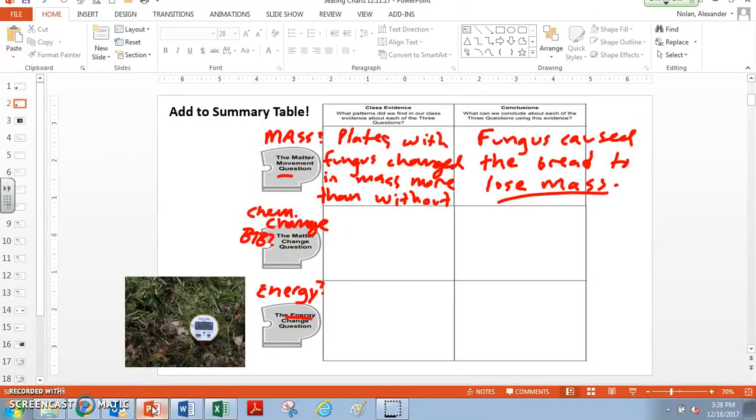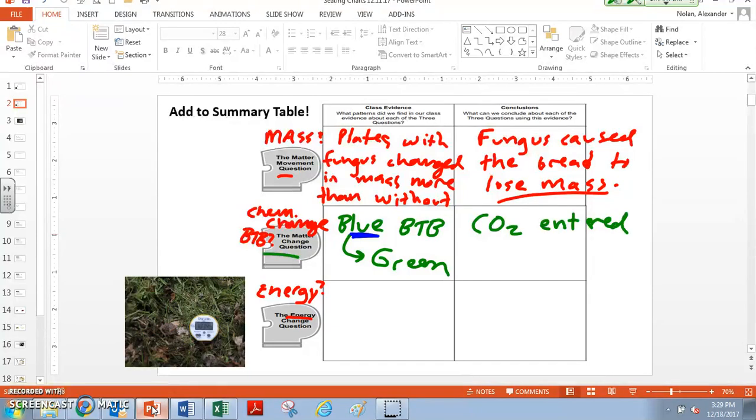Pretty interesting. So we jump back over here and start thinking about chemical changes. What chemical changes do we observe? Well, if you check out my other video on the BTB, we noticed that when we put the plates of fungus next to the BTB, our blue BTB turned green. So what does this mean? Well, if you don't recall, BTB turns more yellow if it's got carbon dioxide added. So what must have happened was that my blue BTB had carbon dioxide added, and that was why it turned green. So CO2 entered the BTB. And by the way, that CO2 came from the fungus. It came from the decomposer.